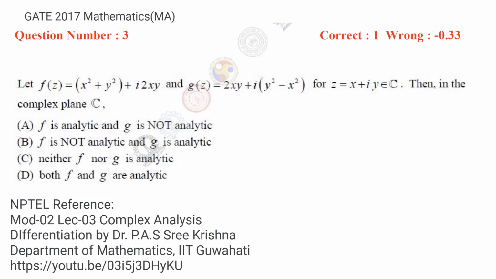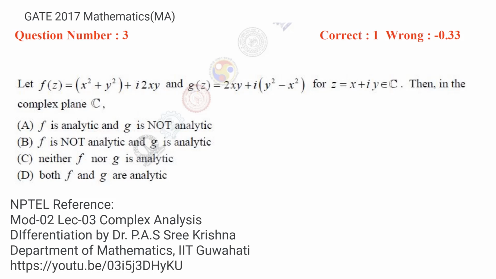Problem is from GATE 2017 mathematics paper, question number 3. The problem given is, let f of z equal to x square plus y square plus i times 2xy, and g of z equal to 2xy plus i times y square minus x square, for z equal to x plus iy in C, that is z a complex number.